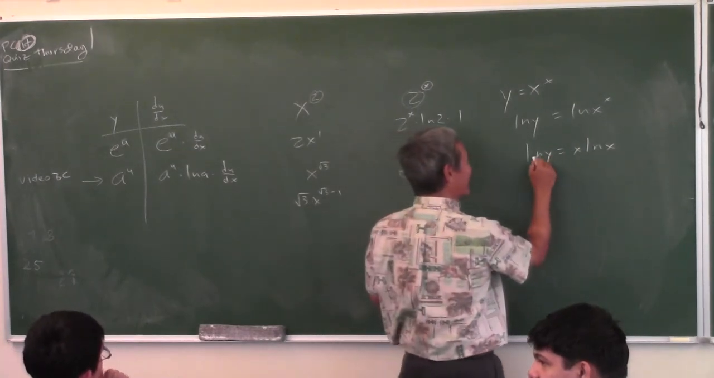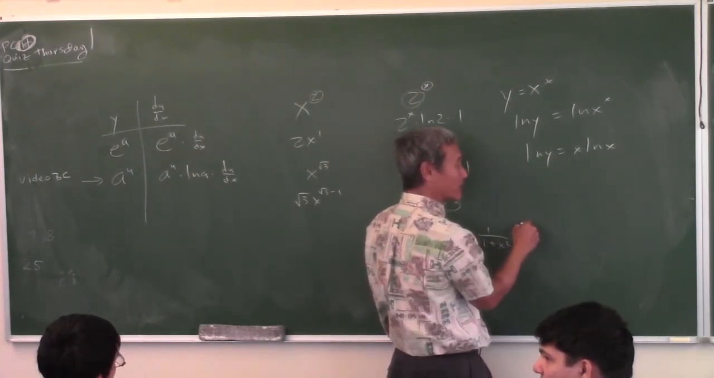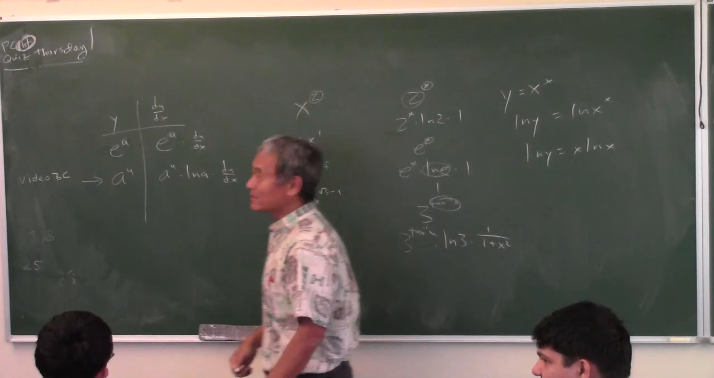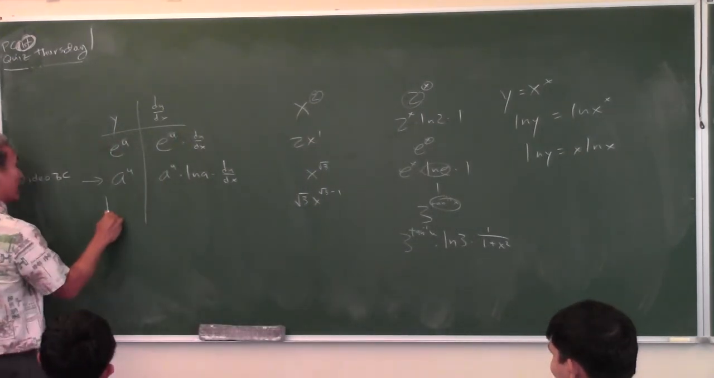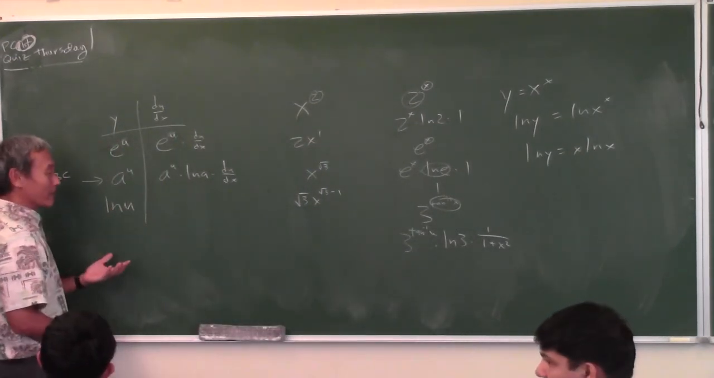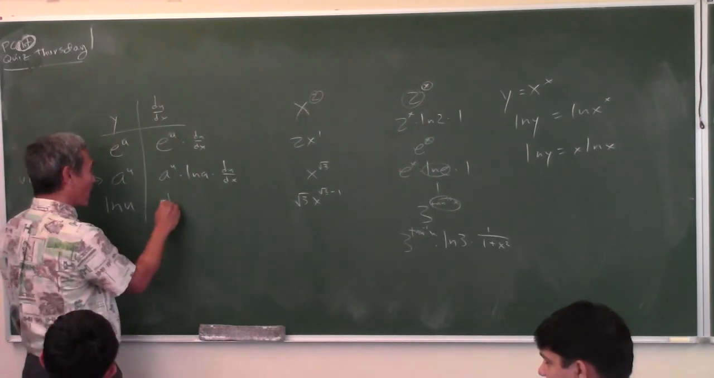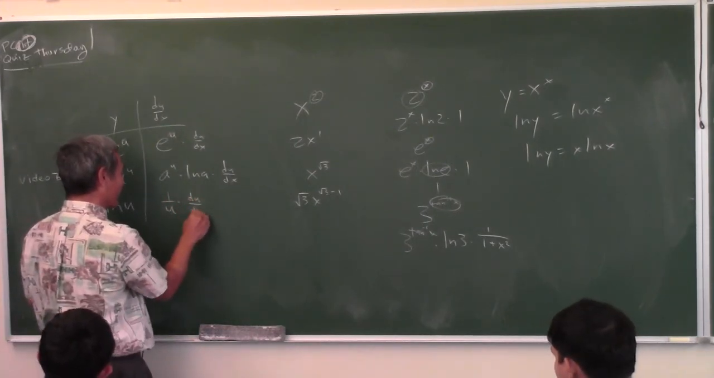So what do I have here? Natural log box. What's the derivative of natural log box? 1 over box. I can't do that because I didn't teach it to you. Let's put that on the list. What's the derivative of natural log box? 1 over box times the derivative of box.